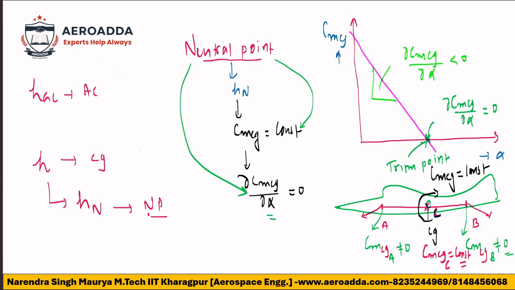So HN is nothing but H, that is the CG location. And that is also a big difference, because by definition, if you see the neutral point and the aerodynamic center, at the aerodynamic center you have seen that the moment was constant, and at the neutral point also we have the constant moment. Now somebody asks you, what is the difference?